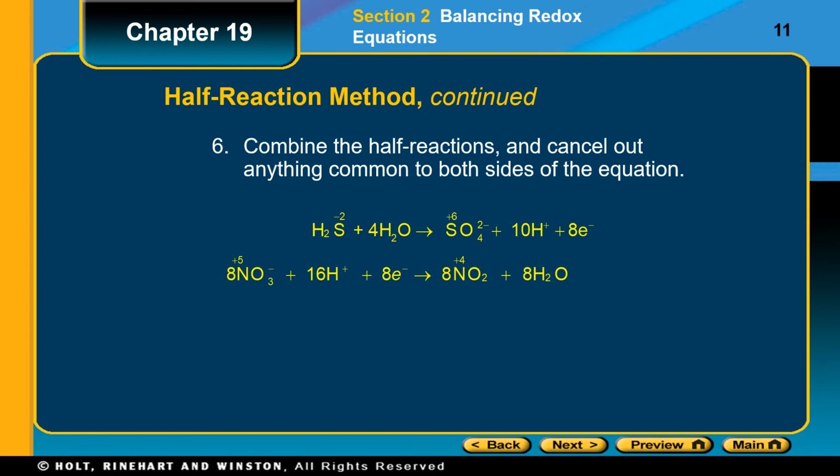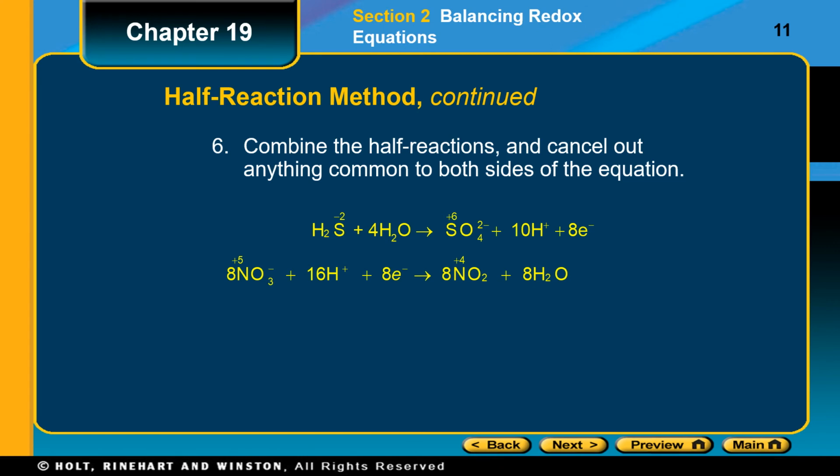So notice this is 8 times, this was originally a 2, so that became a 16. This was originally a 1, now that became an 8. This was a 1, now it becomes an 8. This was a 1, now it becomes an 8. So now if you look at these, we're going to add them together, and we're going to get rid of the things that are the same on both sides.